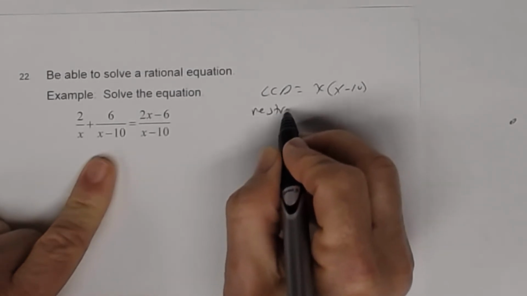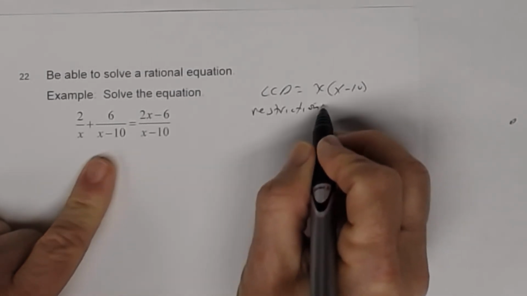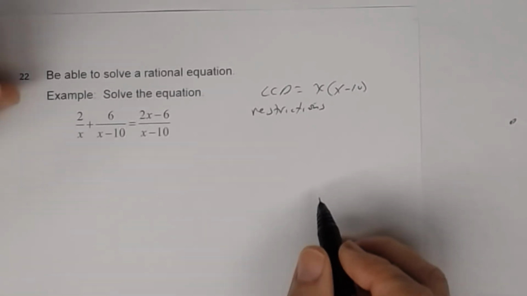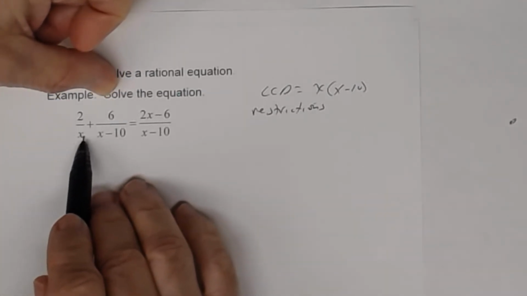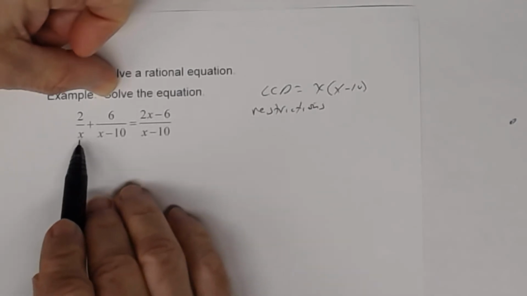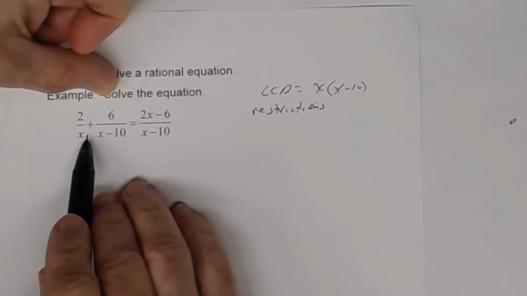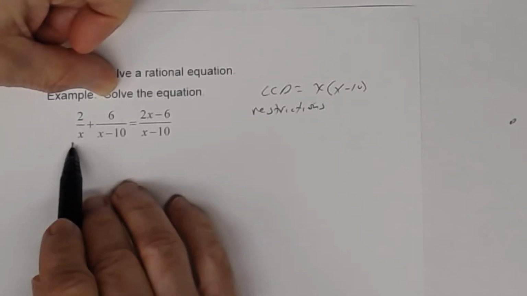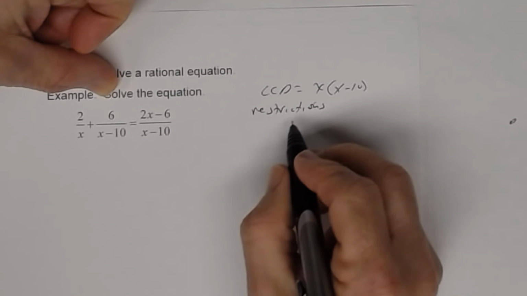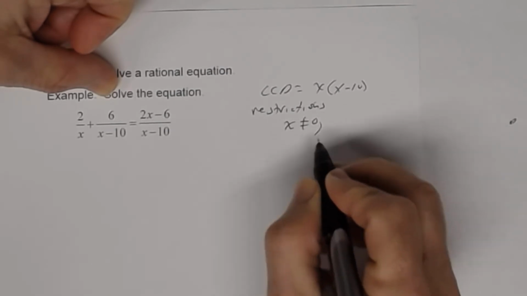So my restrictions, and that could be important along the way. The restrictions would be any value of the variable that makes the denominator 0, because you cannot divide by 0. So if you look at x, the only real number that makes this denominator 0 is when x is 0. So my restriction is that x cannot equal 0.